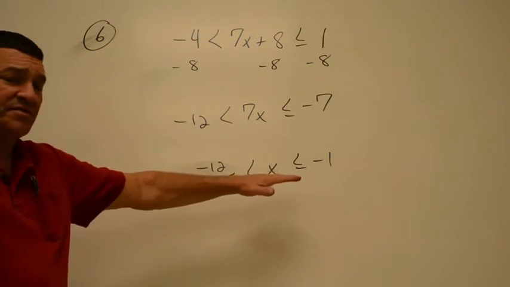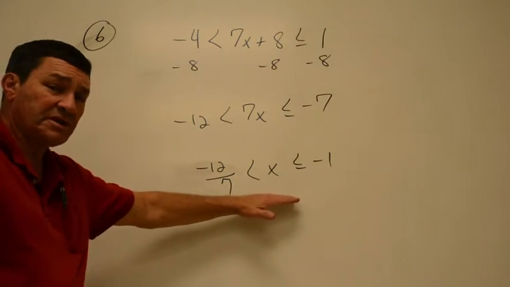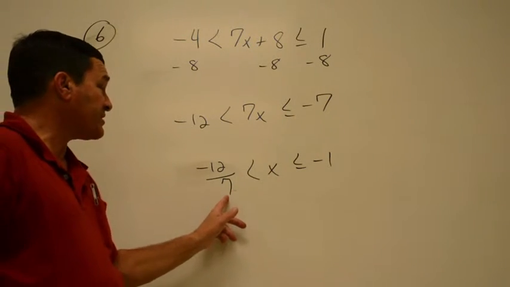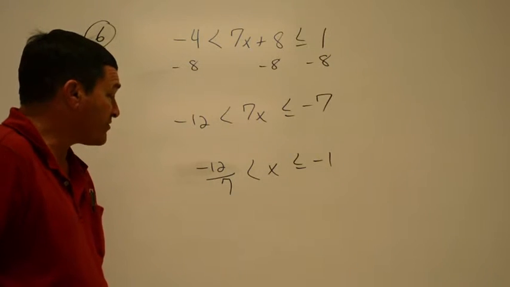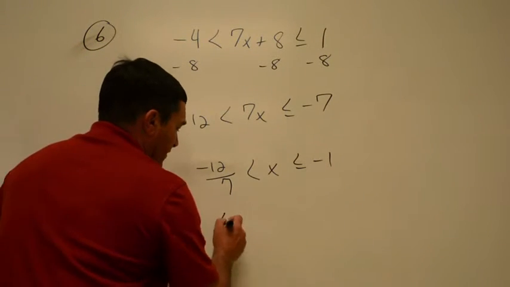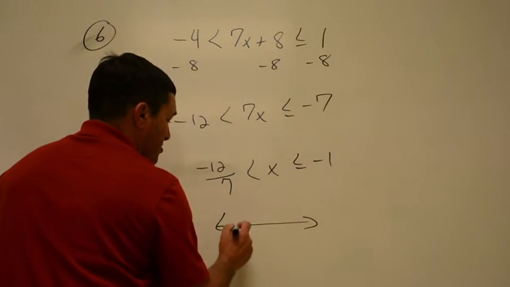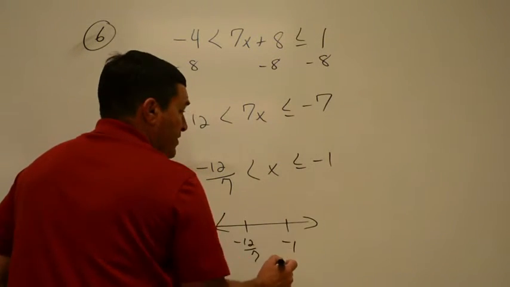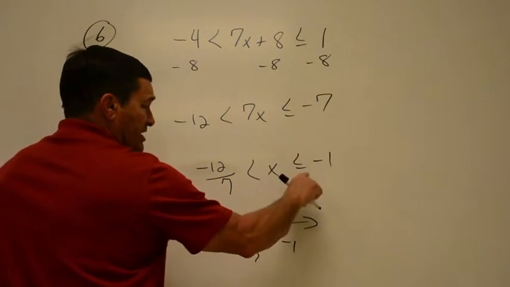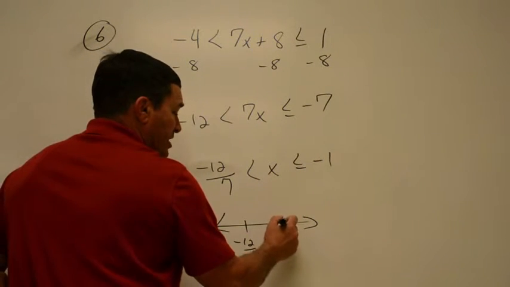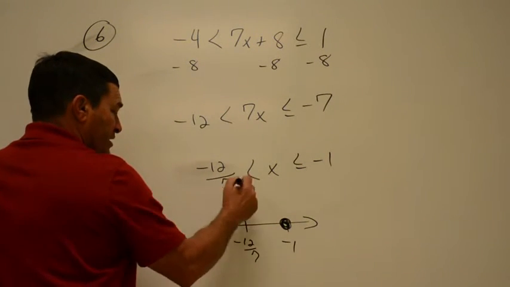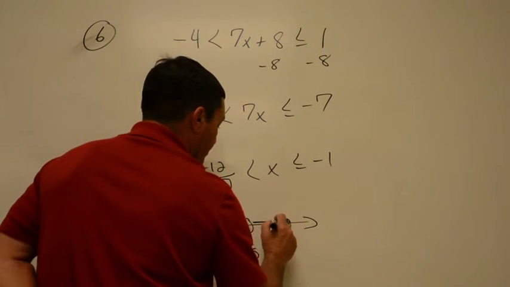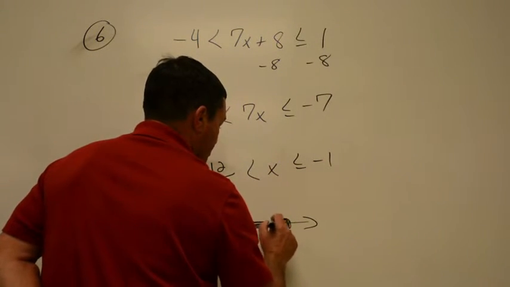Now, this is a good common notation. x is all numbers greater than -12/7 and less than or equal to -1. On a number line graph, it would look like this. Put your smallest number on the left, your largest number on the right. Note your inequality signs. Less than or equal to means we're going to put a solid circle around that endpoint. x is strictly greater than, a hollow circle there, and shade all the numbers in between.